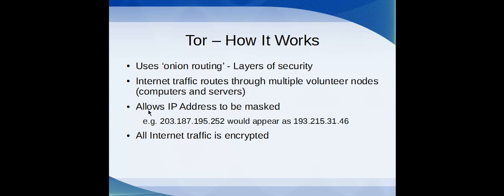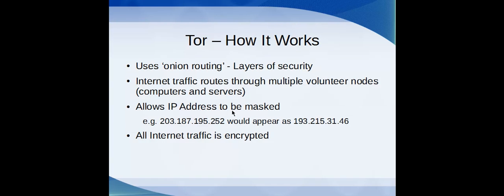Essentially how it works is it takes advantage of something called onion routing, which can be thought of as layers of security, like the layers of an onion, hence the name. It routes your traffic through multiple volunteer nodes. These volunteer nodes are people spread throughout the world who offer their computers and servers to the Tor network for Tor users to route their internet traffic through.